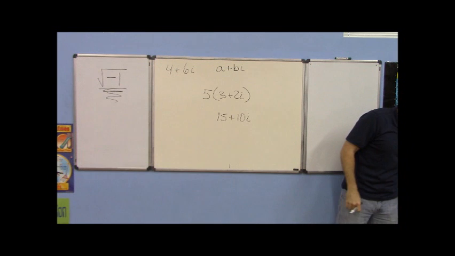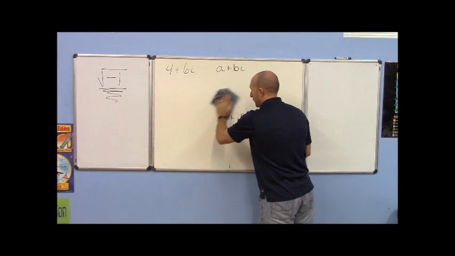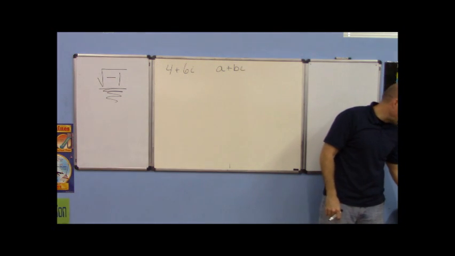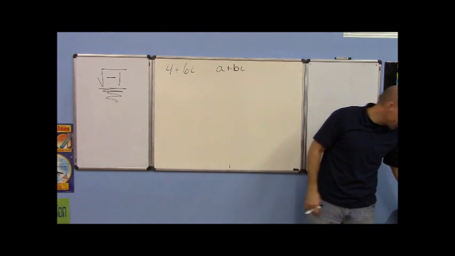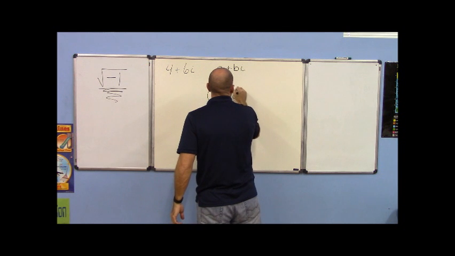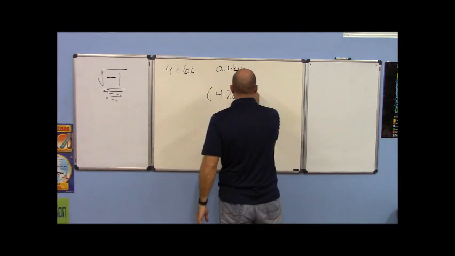If you look at the next example, example number 2. You're multiplying two binomials together. Okay, 4 minus 2i times 2 plus 3i.